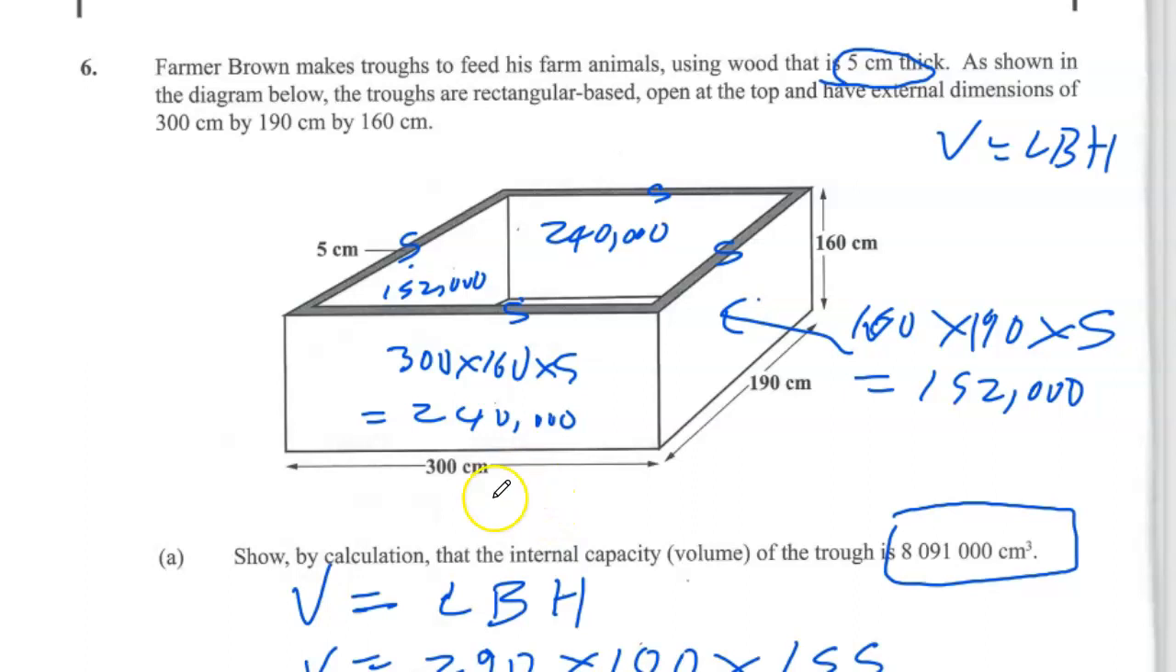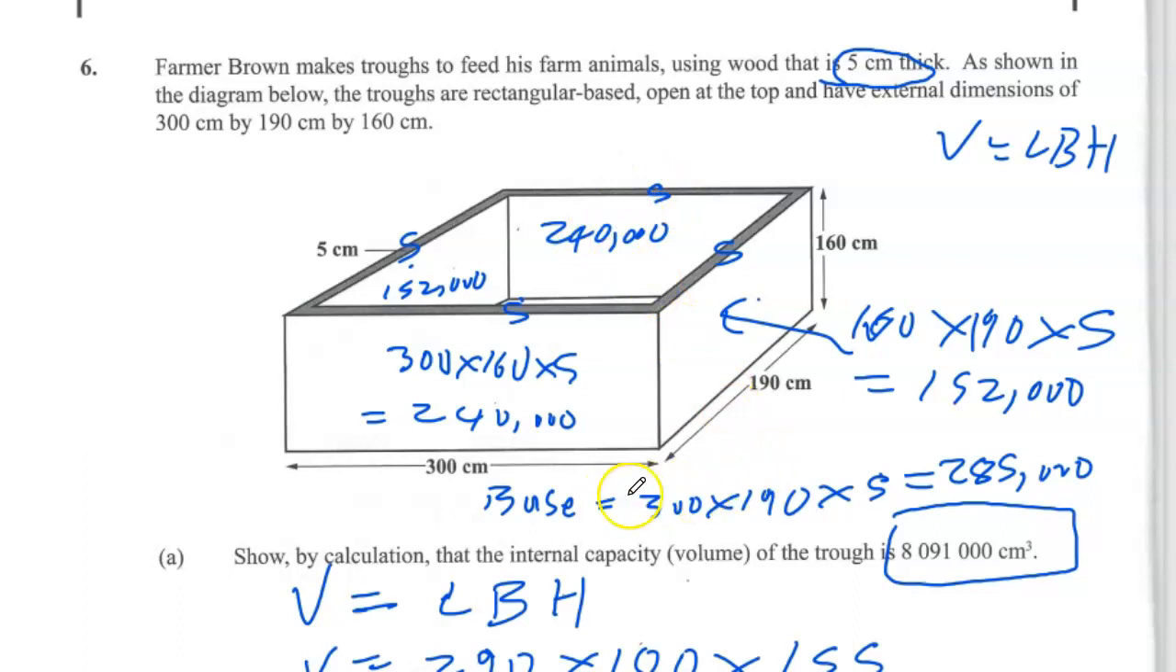And the base, let's do the base now. The bottom of the box would be about 300 times 190. And remember, it's 5 centimeters thick, so times 5, of course. So the volume for the 5 different faces, each of them would have a height of 5 centimeters when laid flat, since the thickness of the ply is 5 centimeters. So that's 300 times 190 times 5. We end up with 285,000.